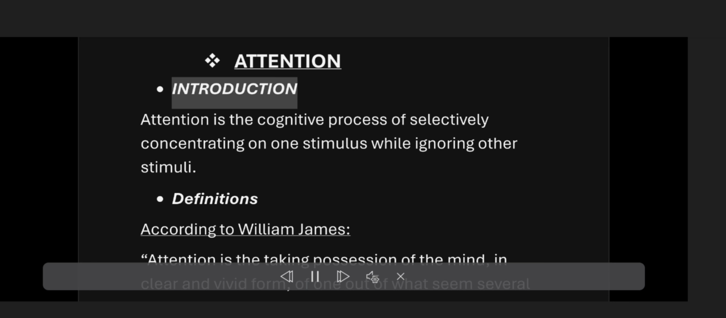Attention. Introduction. Attention is the cognitive process of selectively concentrating on one stimulus while ignoring other stimuli.